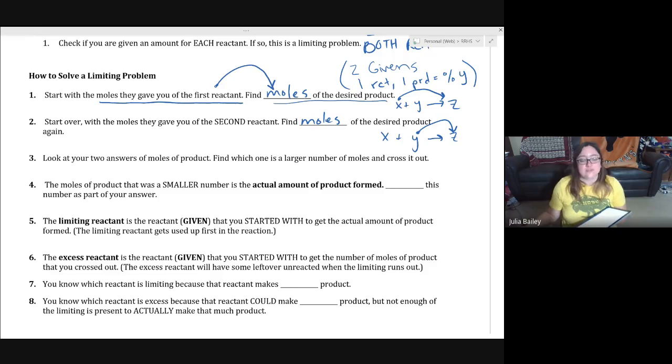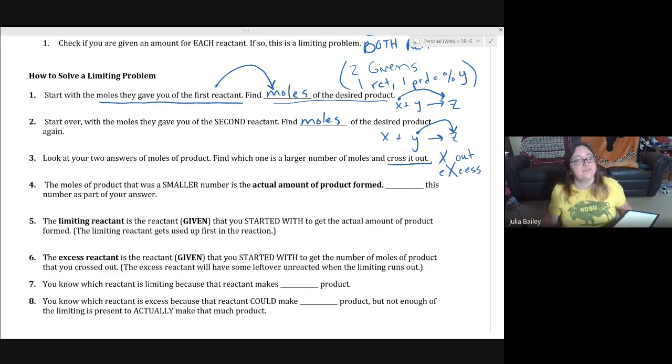You're going to look at your 2 answers of moles of product. One of them is going to be a larger number of moles, and you're going to cross it out. Basically, you're going to X out the excess. This is my little memory trick for you: X out the excess. The one that's extra, it's too much. You're never going to actually make that much. You may have 30 pieces of cheese, but you can only make 3 sandwiches. So you're not actually making 30 pieces of cheese worth of sandwiches. You just can't. You just X that out.